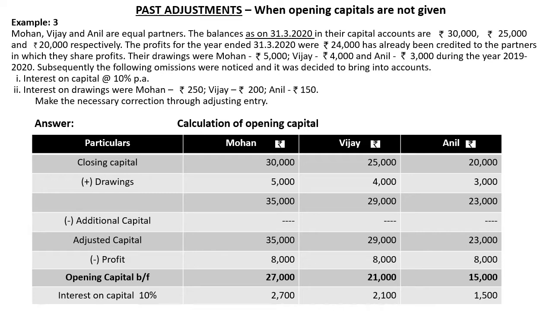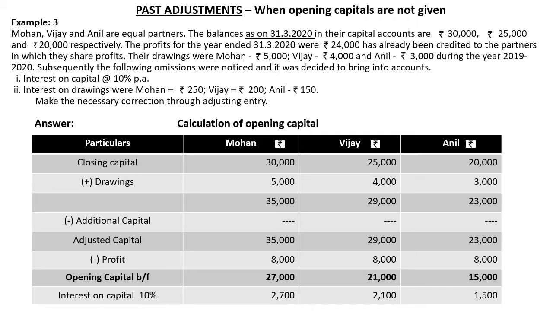The first adjustment is interest on capital 10% and interest on drawings Mohan 250, Vijay 200 and Anil 150. Here drawings also have been given and interest on drawings also have been given. When it is given like this, we can take interest on drawings directly because the amount has been calculated already, so no need to calculate once again. Okay, now interest on capital, first we have to calculate. To calculate interest on capital, opening capital has to be calculated, then only we can calculate interest on capital.